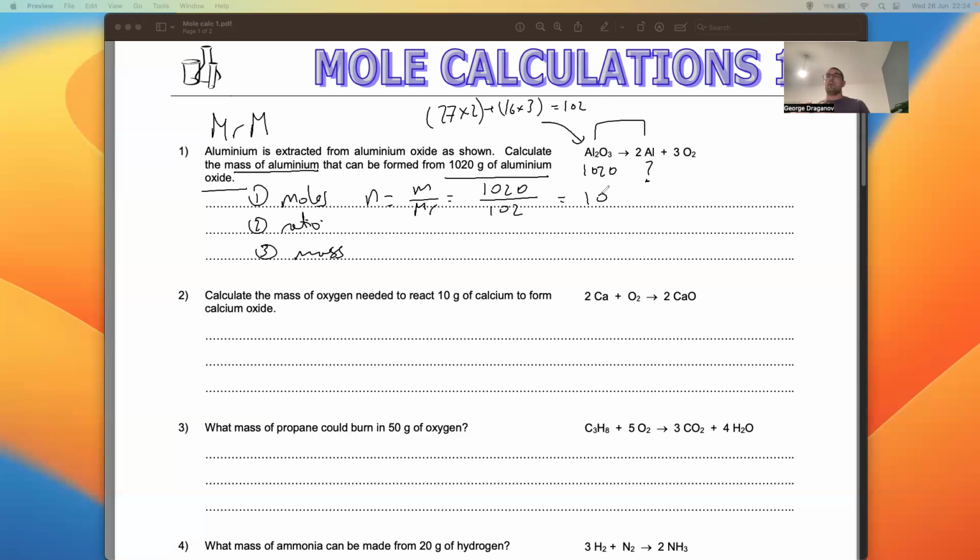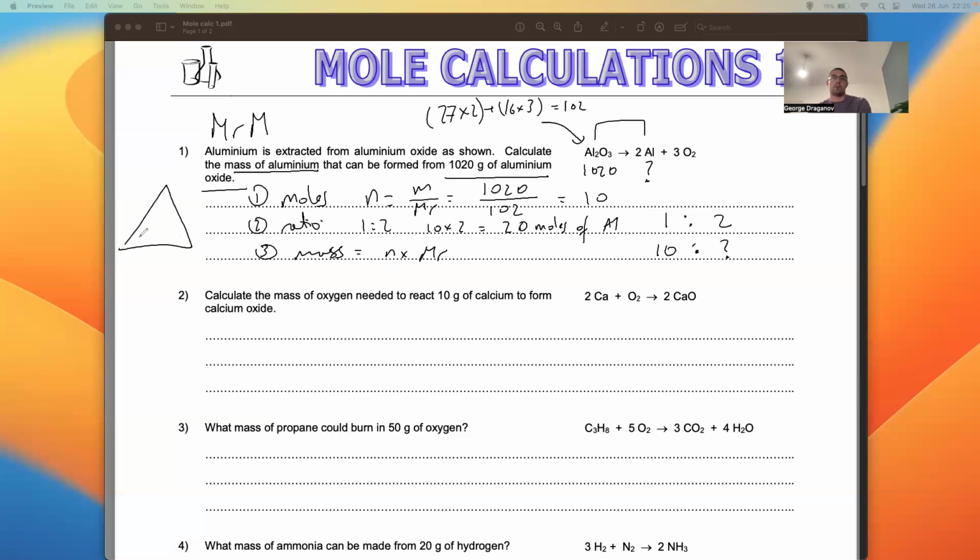Next, you look at the ratio. The ratio is, I'll write it over here, 1 to 2 between these two. Now, I just worked out the moles of the aluminium oxide, so I'm going to put 10 here and a question mark here. Well, if 1 goes to 2, then 10 goes to 20. So I'm going to write 1 to 2, and I'm going to write 10 times 2 equals 20. Okay, and that will be 20 moles of aluminium. And the question asks for the mass of the aluminium. So mass equals moles times Mr. That's how you rearrange this formula.